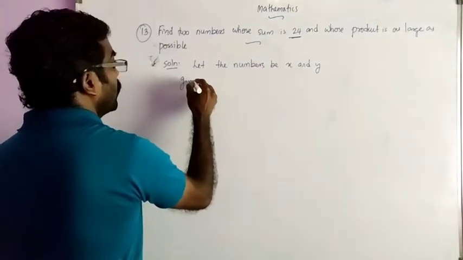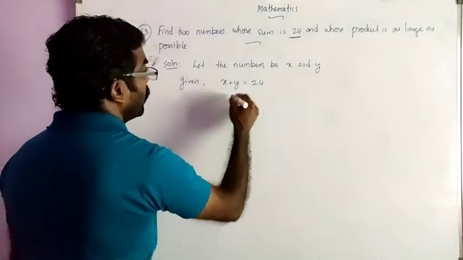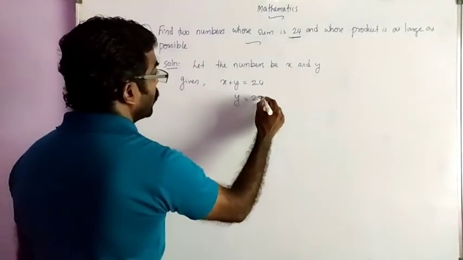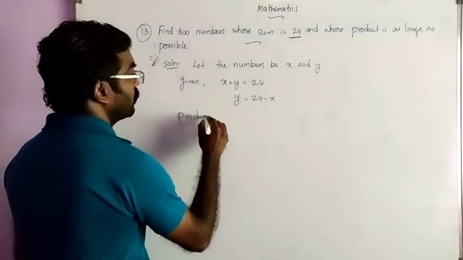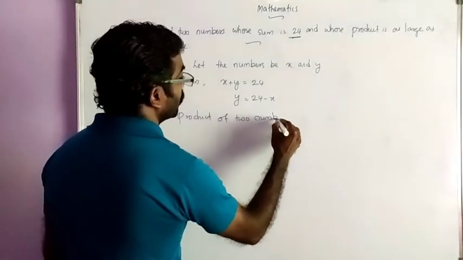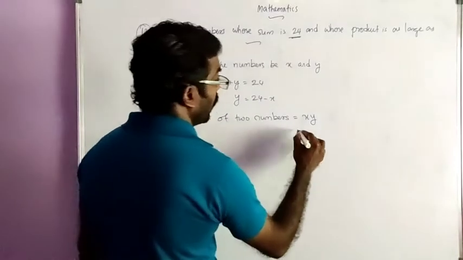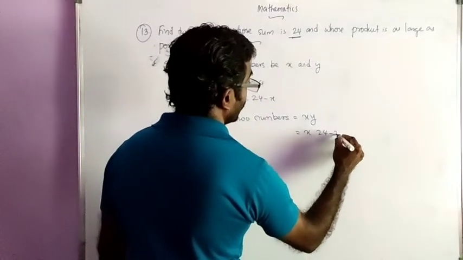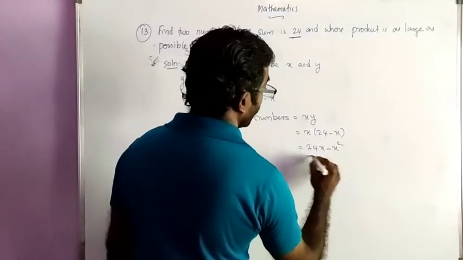So we are given the sum is 24, that is x plus y is equal to 24. From this we can write y is equal to 24 minus x. Then the product of the two numbers is equal to xy. You can replace the value of y. So x into 24 minus x, or 24x minus x square.